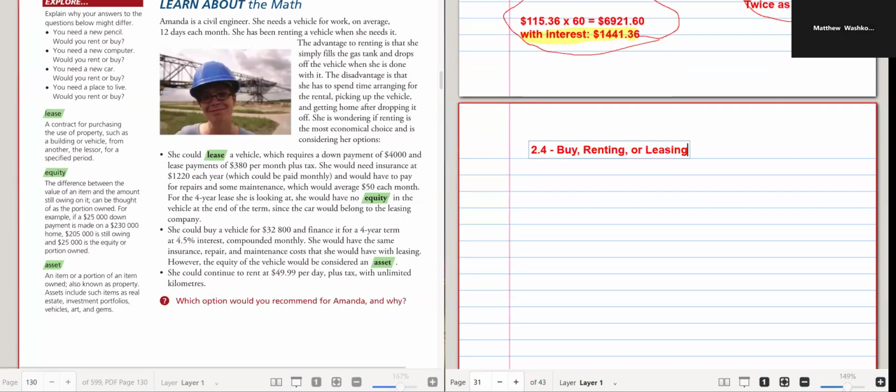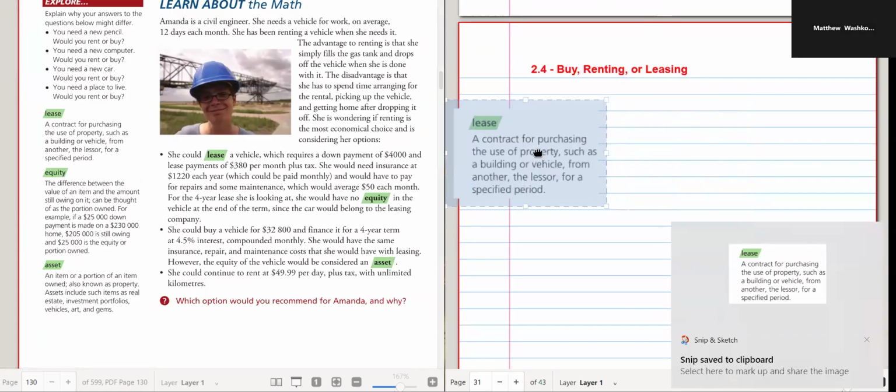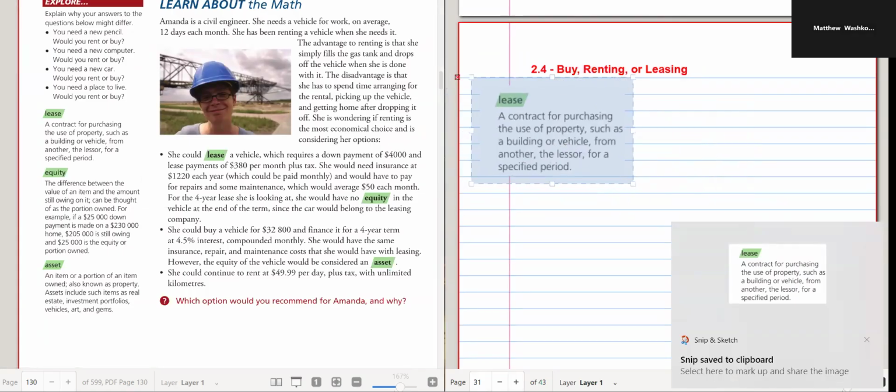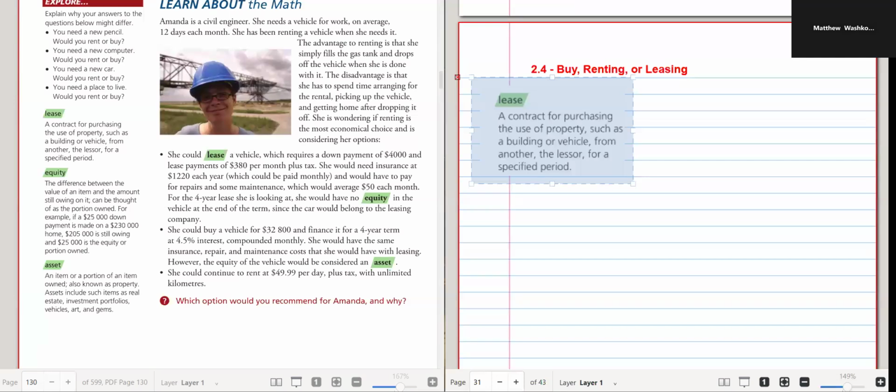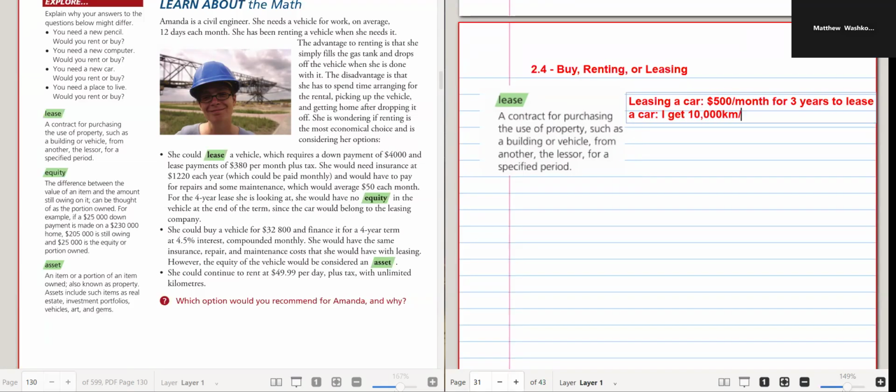So first one here is going to be lease. A lease is a contract for purchasing the use of property, such as a building or vehicle, from another for a specific period. The most common example of this for you, the consumer, would probably be leasing a car, aka maybe I pay $500 a month for 3 years to lease a car. I get maybe 10,000 kilometers a year. After 3 years, the car is returned to the dealer. This is the most common example here, right?